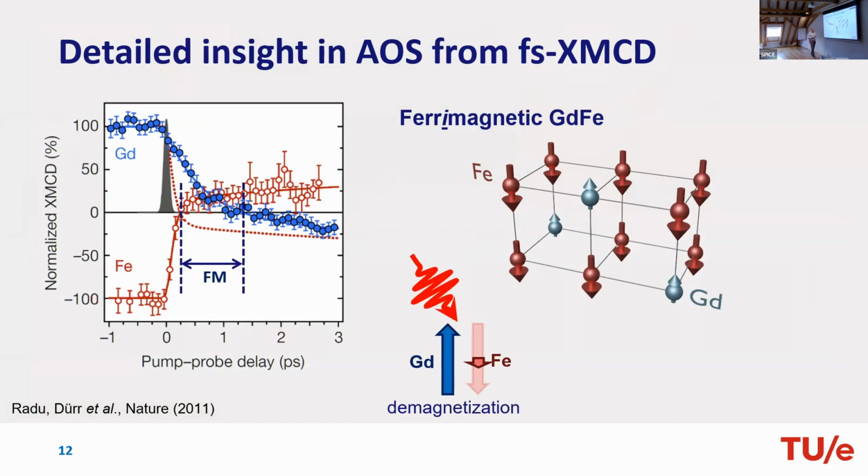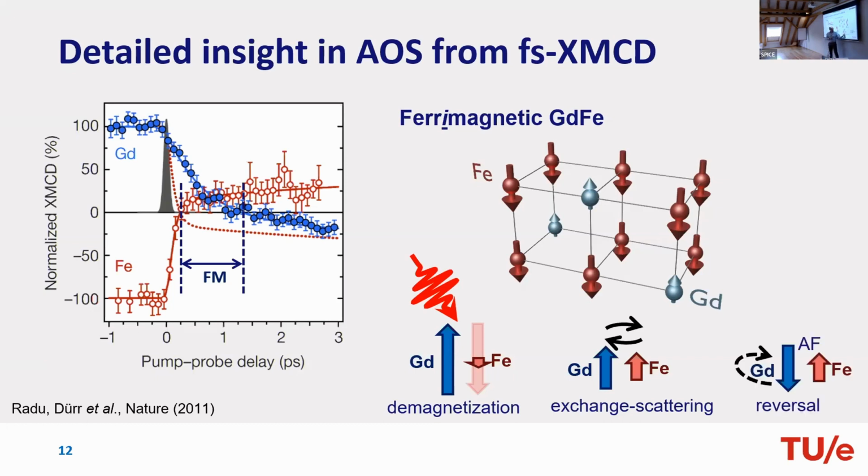So you demagnetize the magnetization. Iron demagnetizes much faster than the gadolinium. You have this transient state where there's a lot of exchange scattering. You can see that there's a local transport of angular momentum between the two lattices, and thereby you actually get the switch of the system to the other state. Extremely robust, and it has been reproduced in many, many labs.